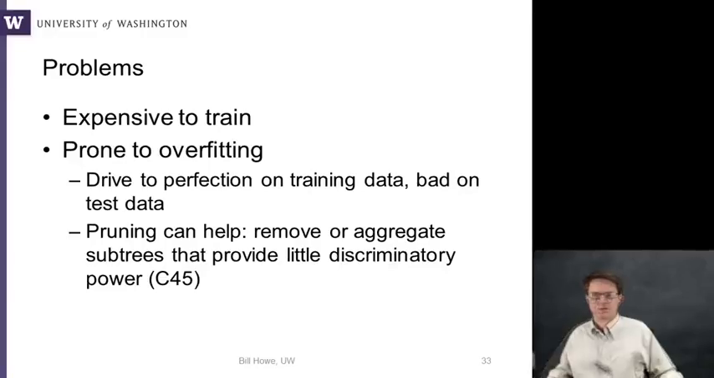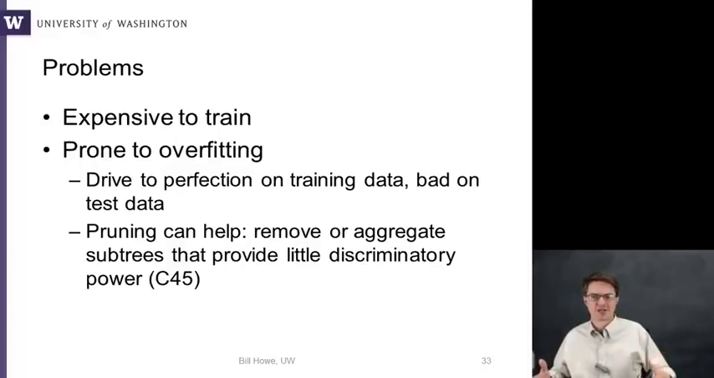All right. So what are some problems with this decision tree algorithm? Well, one is that it's expensive to train. You have to keep inspecting these big chunks of the data set when you make every decision. And it's also prone to overfitting, which we haven't drilled into, but in general, what overfitting means is you do really, really well on your training data, but you do poorly on test data, which is to say that the model doesn't generalize.